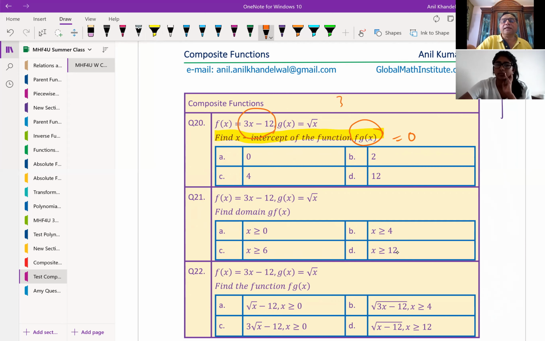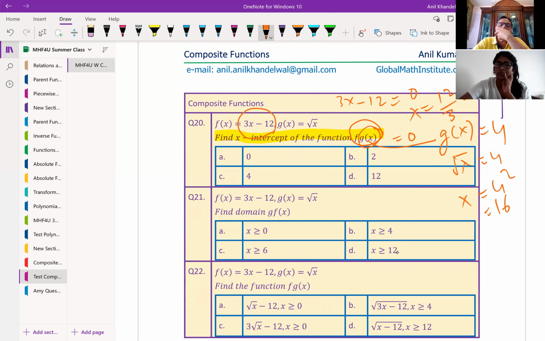So we have 3x minus 12 equals 0. So that means x is equal to 12 over 3, which is 4. So that means g of x is 4, correct? And g of x is square root of x, correct? So square root of x is 4, and therefore x is equal to 4 squared, which is 16.